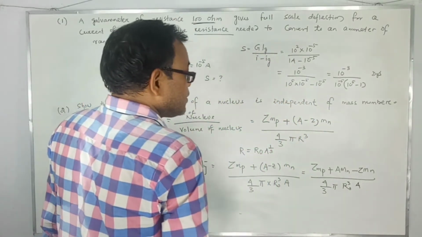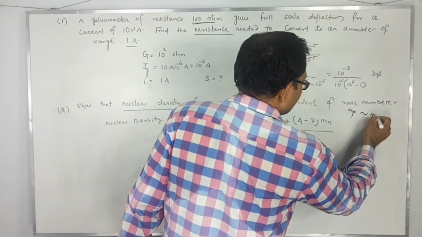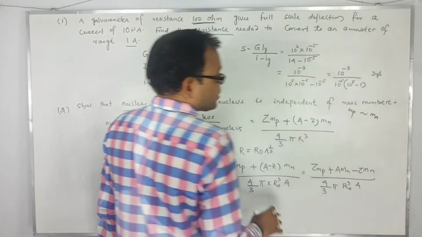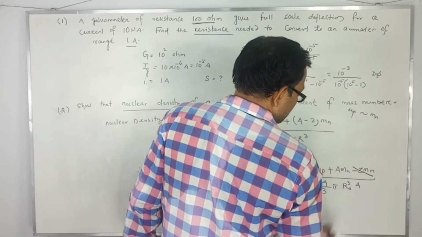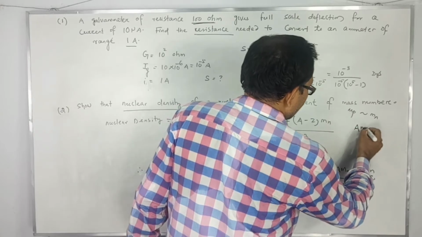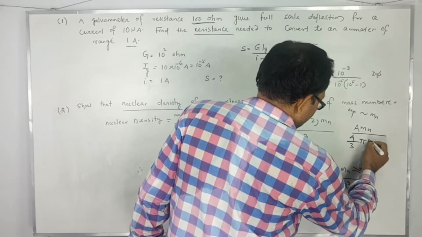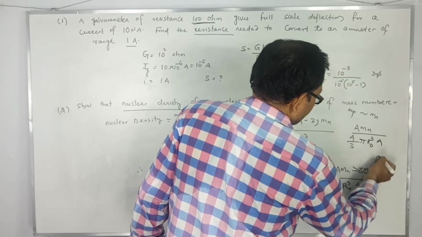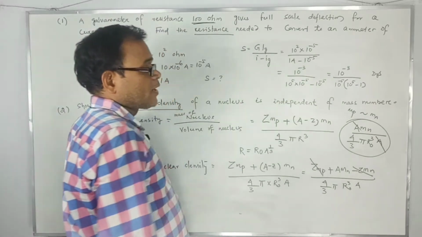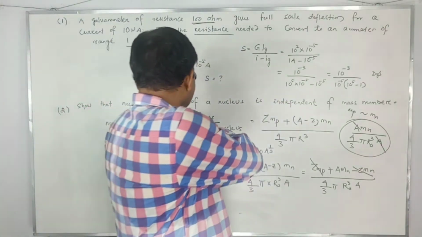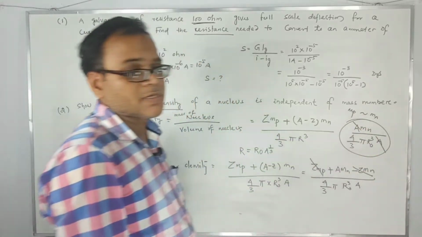Generally, the order of mass of nucleus and mass of proton and mass of neutron is equivalent. So you can cancel these two. So you are getting A into Mn divided by 4 by 3 pi r0 cube into A, and A cancels. So this expression is not containing A. Therefore, you can say the nuclear density is independent of the mass number. It is not depending on it.